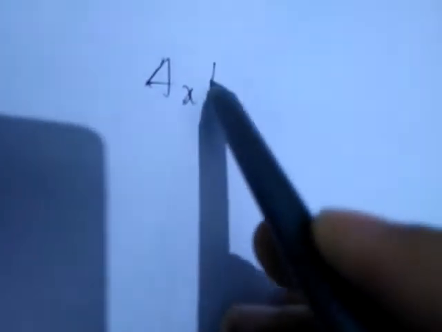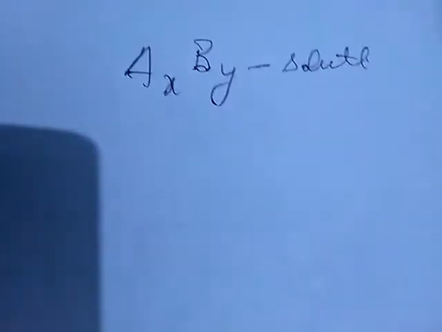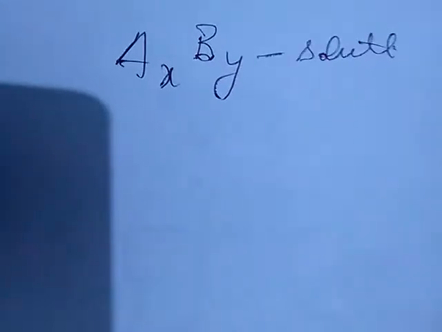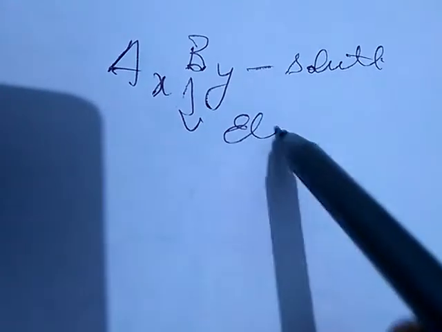Let's suppose that there is a solute AXBY which is present in the solution. Now, what happened? This solute is electrolyte in nature, so it can dissociate. Due to dissociation, let's see what happened.